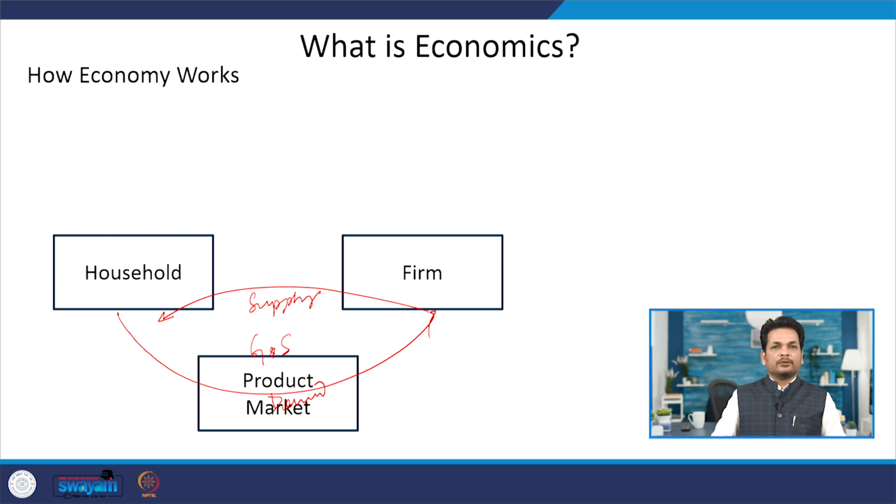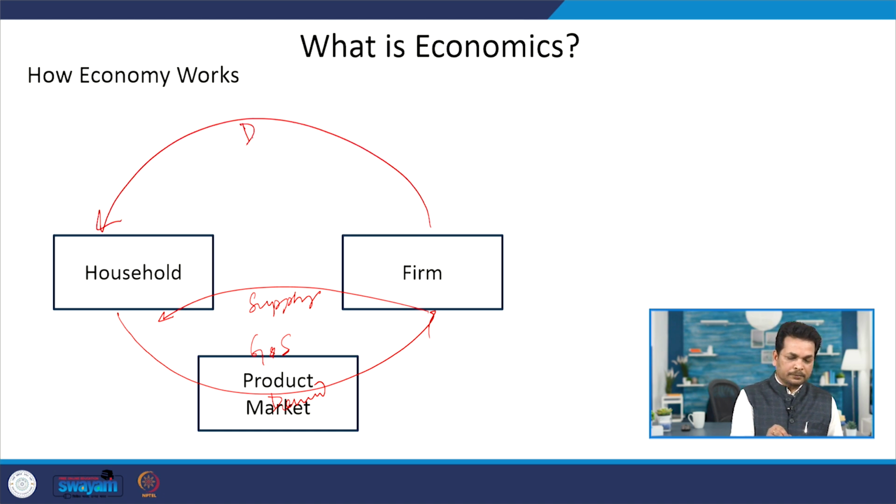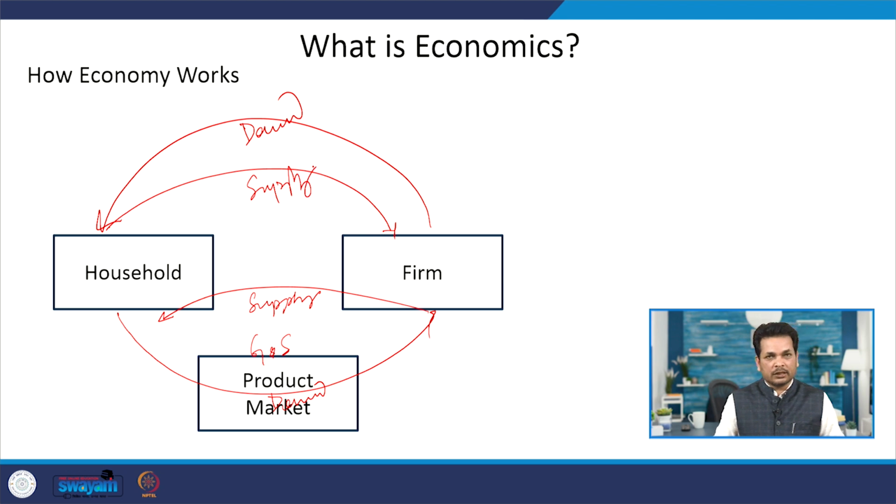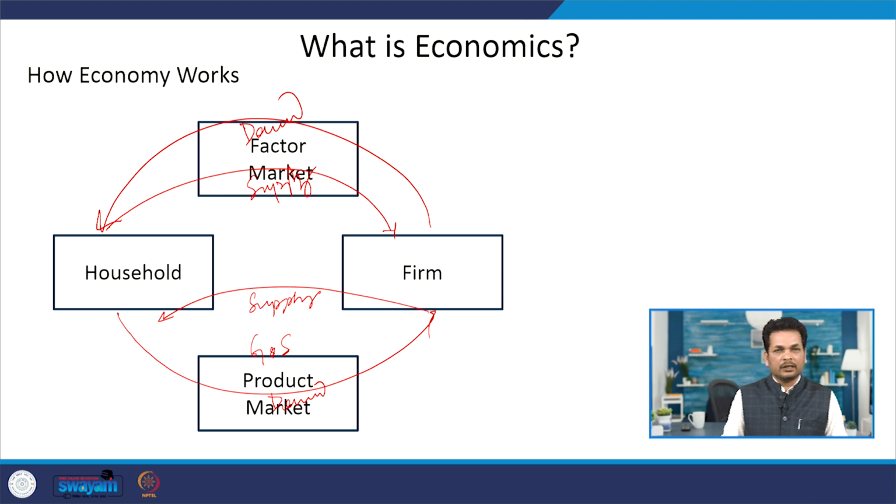Now, these goods and services which the farm supplies have to be produced. To produce these goods and services, the farm demands certain factors of production, and these factors of production are supplied by the households or individuals to the farm. This is called the factor market.